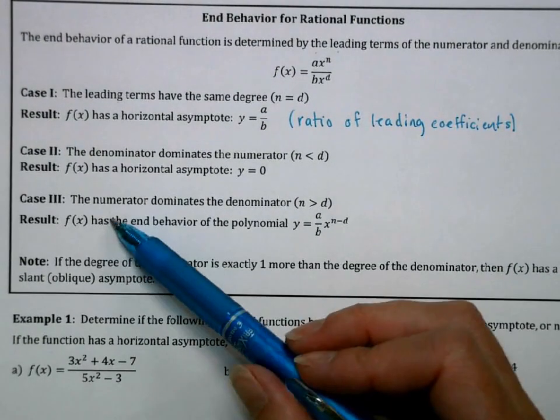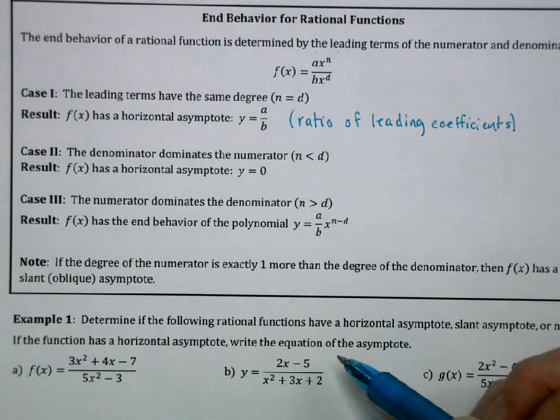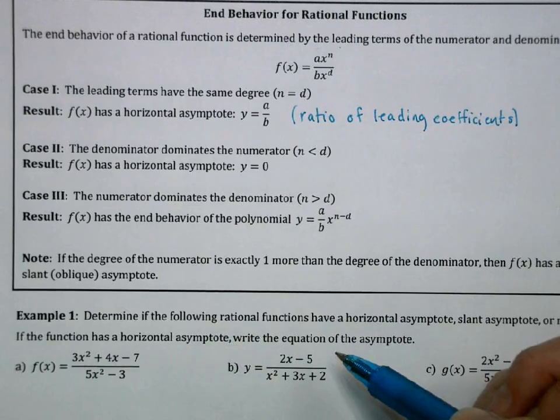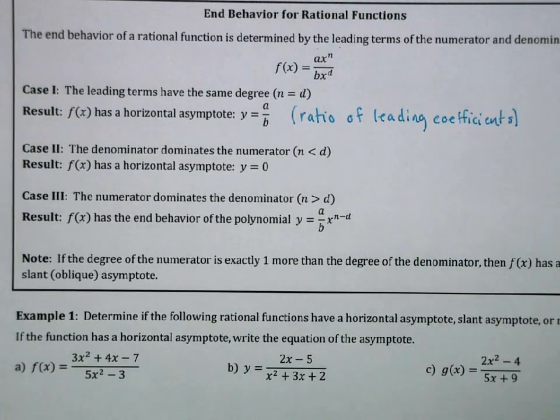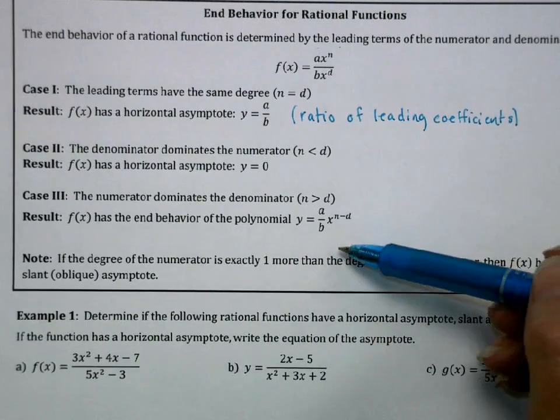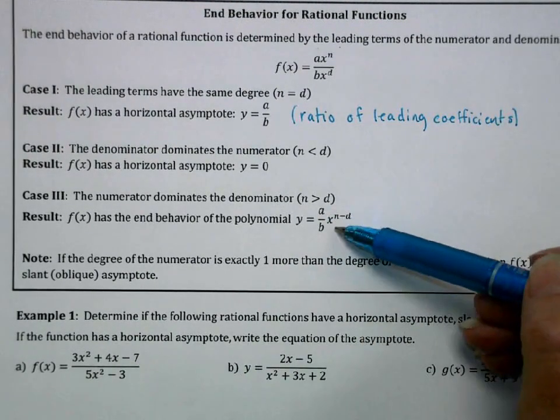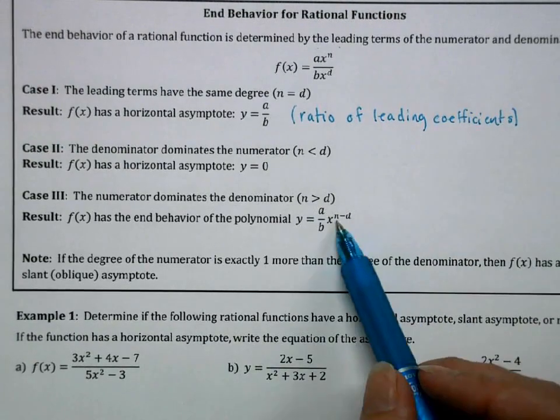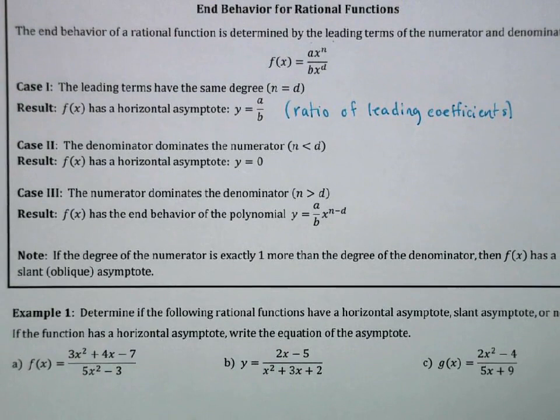The last case is that the numerator dominates the denominator, meaning the degree of the numerator is bigger, which means the top is going to grow much faster. So that means it's not going to go to a value, it's not going to go to 0, it's going to go to either infinity or negative infinity. So what we'll investigate in that case is really what's the leading coefficient and what's the difference here. And we'll see examples of all of this, of course.